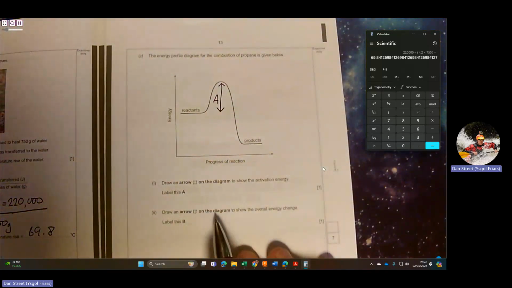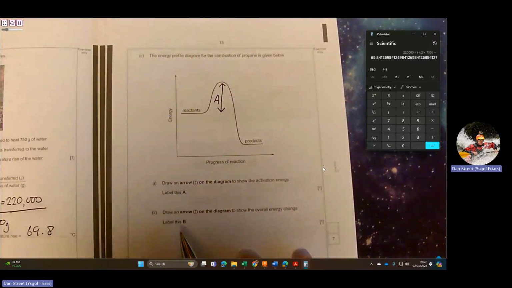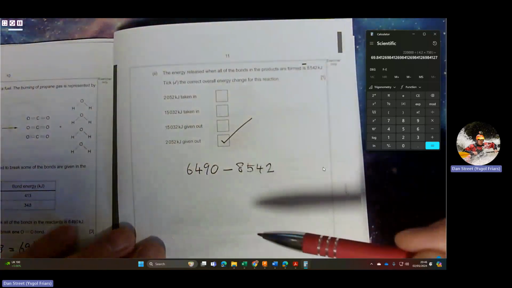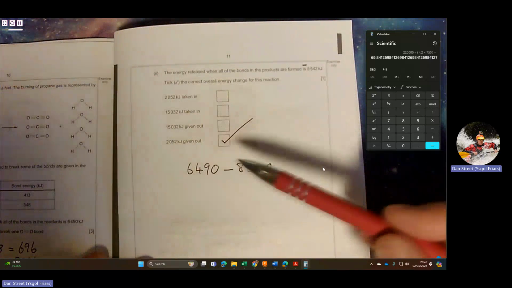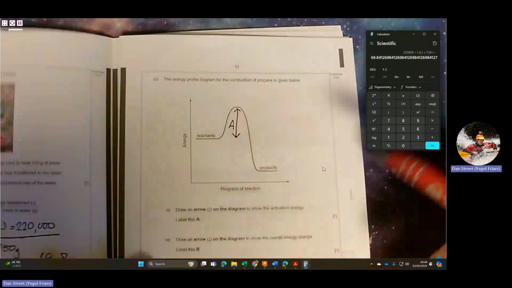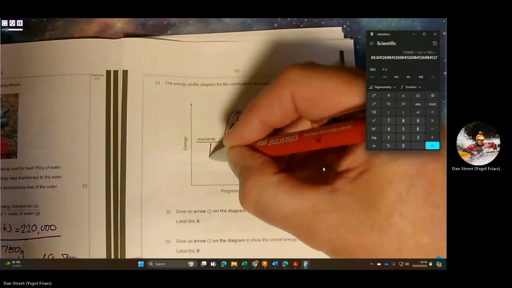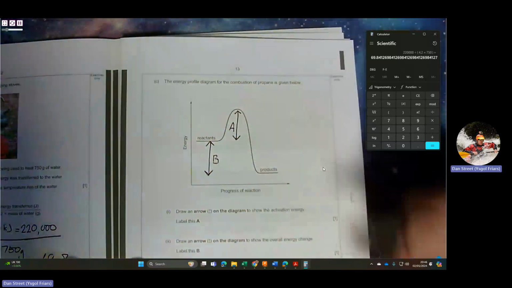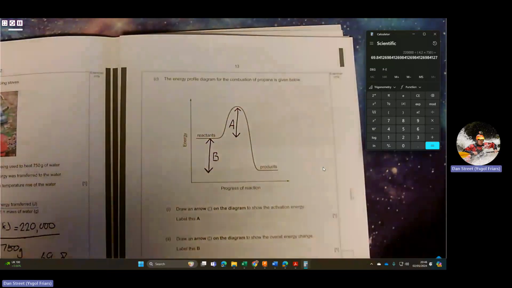And then draw an arrow on the diagram to show the overall energy change. Okay, so the overall energy change is the equivalent value to this here. So it's the difference between the energy required to break all the bonds and the energy released when all the bonds are made. So actually, that's the energy change between the reactants and the products, and that wants to be labelled B. Okay, so that's the energy released into the surroundings.